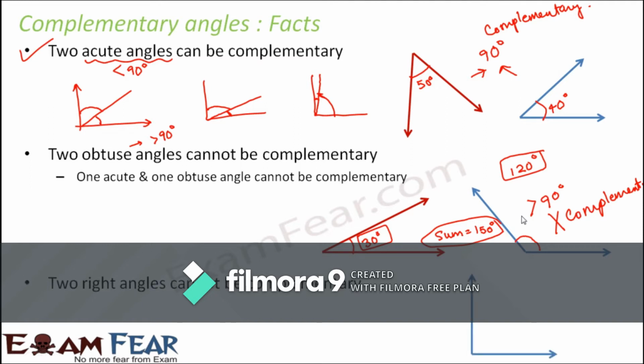Two right angles cannot be complementary again, because one right angle means how much? One right angle is exactly equal to 90 degrees. So in order that this right angle is the complement of some other angle, the other angle has to be 0 degrees, which is actually nothing. Therefore, two right angles cannot be complementary again.